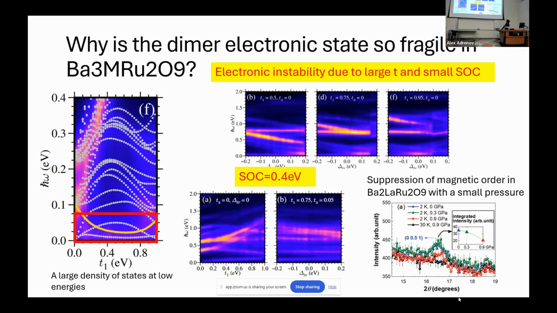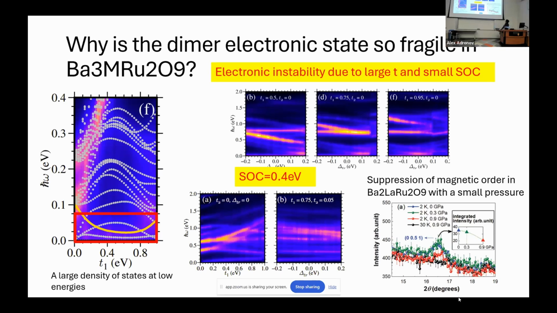So first, I'm just going to tell the conclusion. The reason why there are so many density of states at low energy is because of a unique kind of combination of energy scale in this dimer, a large hopping and a small spin orbit coupling. I'm going to go through them one by one. So if you actually just fix spin orbit coupling and vary hopping, so this is T1 equals 0.5, 0.75, which is what we use, and 0.95, which is even larger.